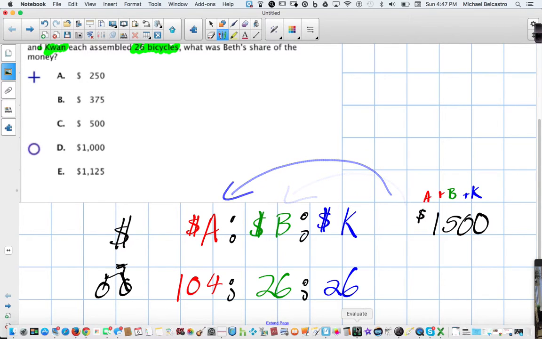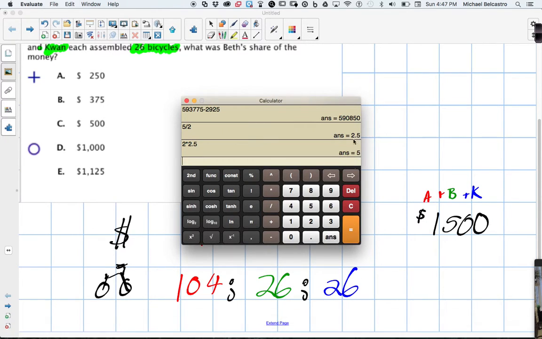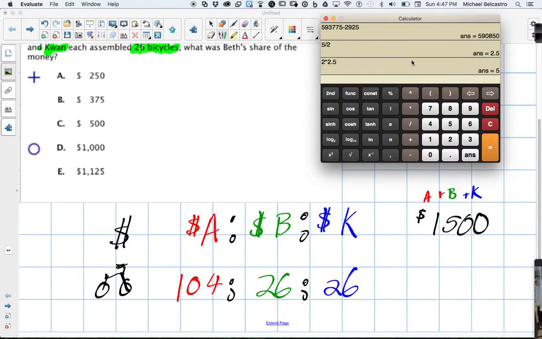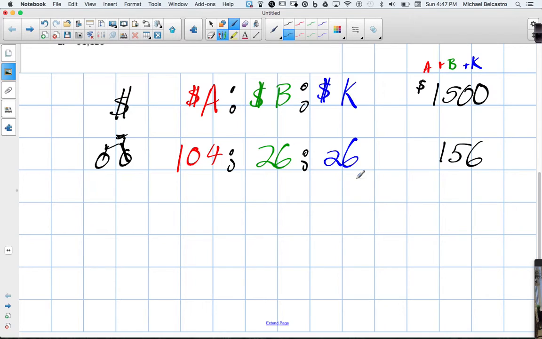I can bring up a nice calculator here. There you go. So we have 104 plus 26 plus 26, so 156. This is important to us because that gives us a total, which is what we need. We have 156 total bicycles. Now we can start setting up percentage values, really, or fractions to solve this. We're going to figure out what fraction of the total of 156 are Angela's bicycles, the 104, and what fraction of the total 156 are the 26 bicycles.